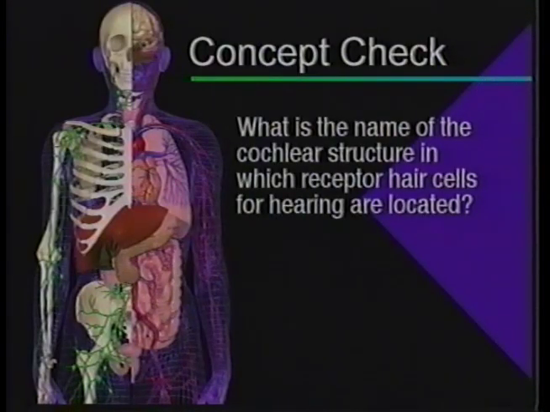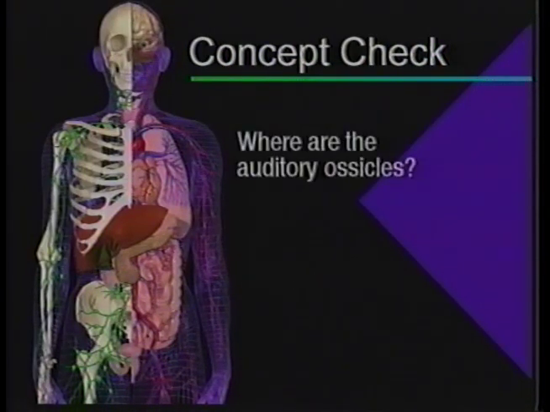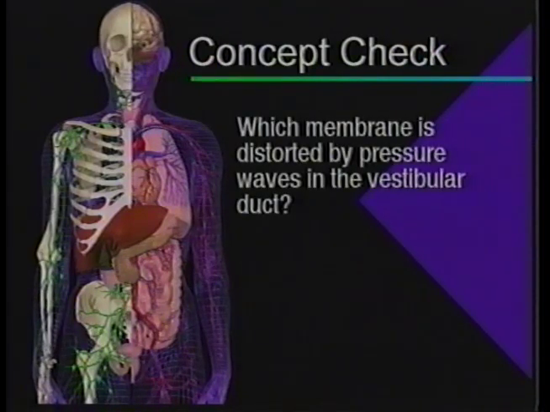Stop and assess your understanding of the concepts just presented by answering the following 3 concept check questions. What is the name of the cochlear structure in which receptor hair cells for hearing are located? Where are the auditory ossicles? Which membrane is distorted by pressure waves in the vestibular duct?